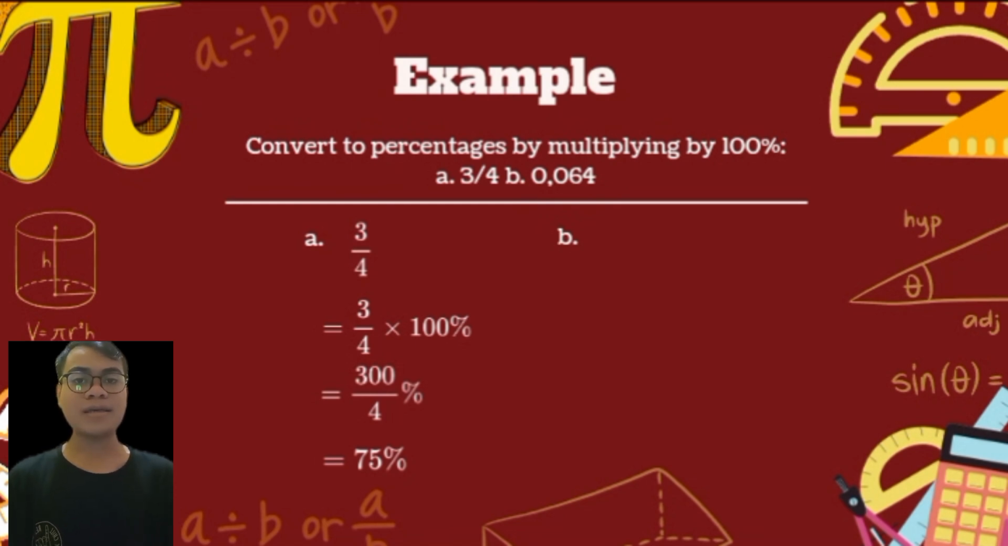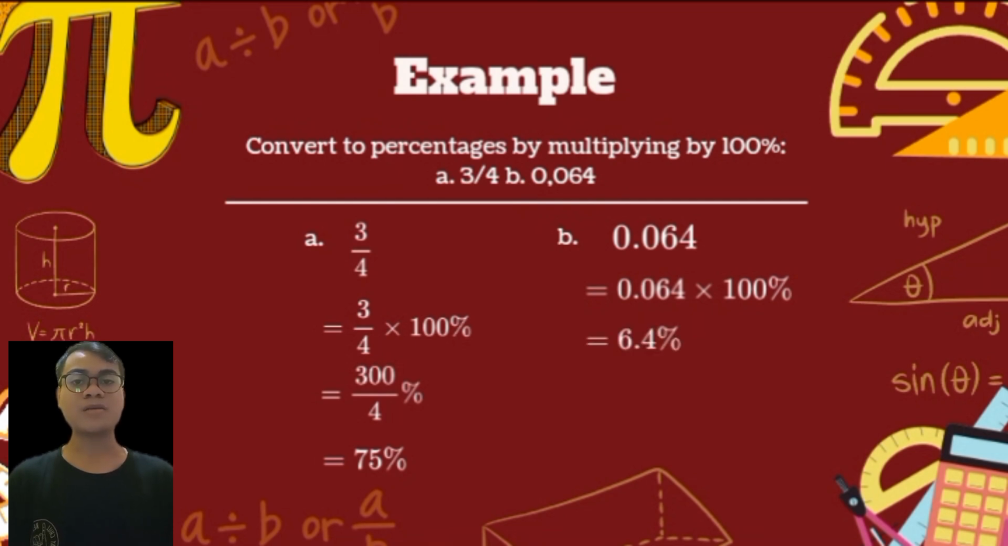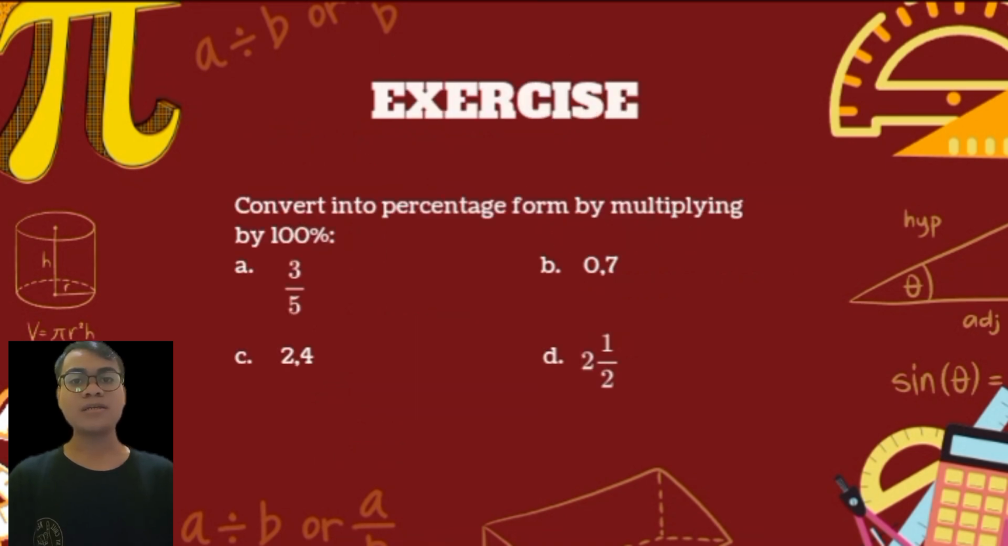Then the next example is the decimal number 0.064. To convert a decimal into a percentage, we also multiply by 100%. So we get 0.064 multiplied by 100%, and then we get the result 6.4%. So we can say that 0.064 is equal to 6.4%. Now, I will show you guys some exercises if you want to try. The question is to try to convert these numbers into a percentage. You can try to solve them later, okay?